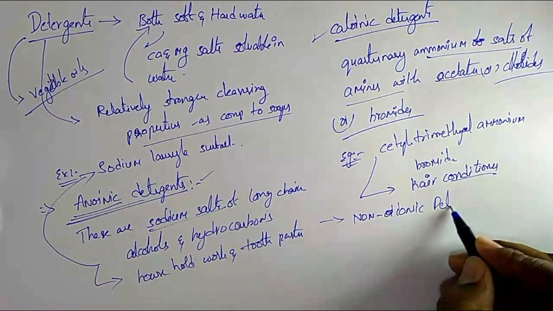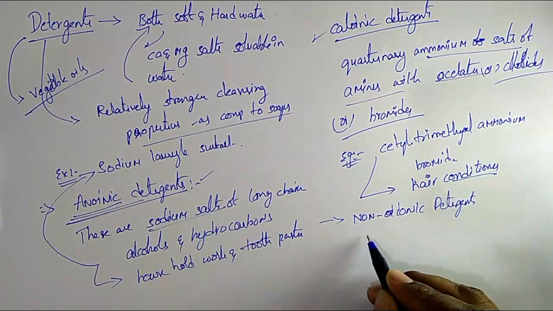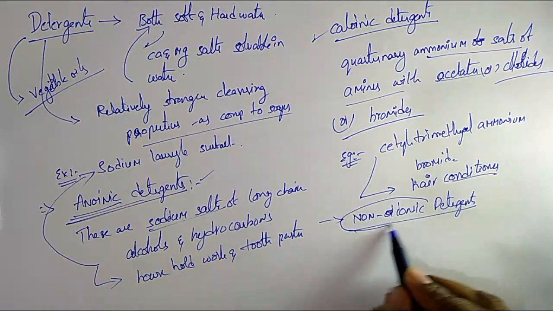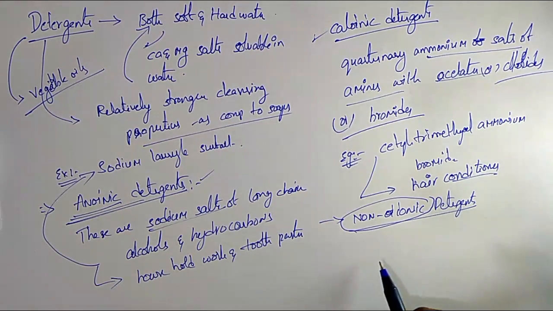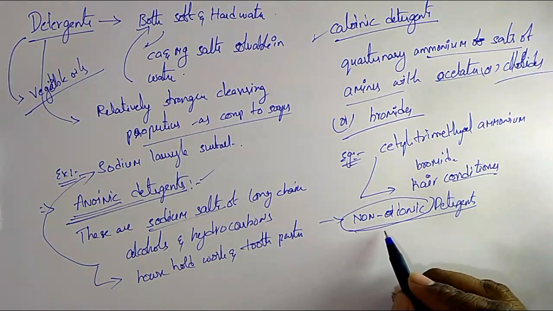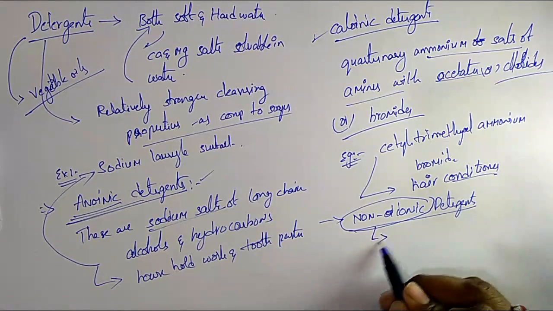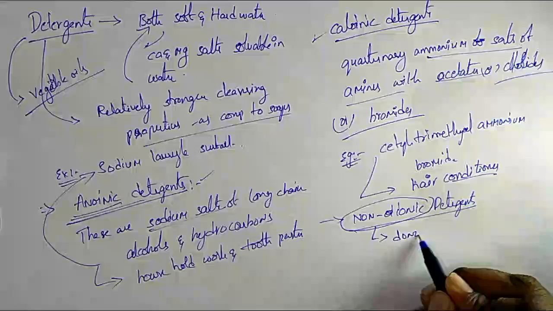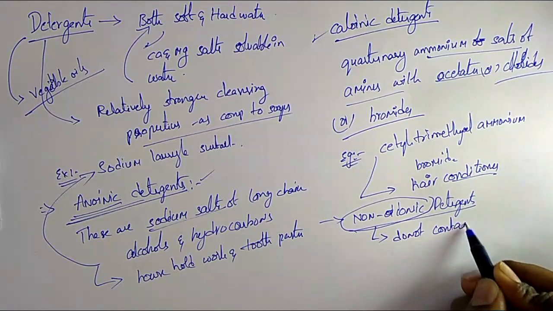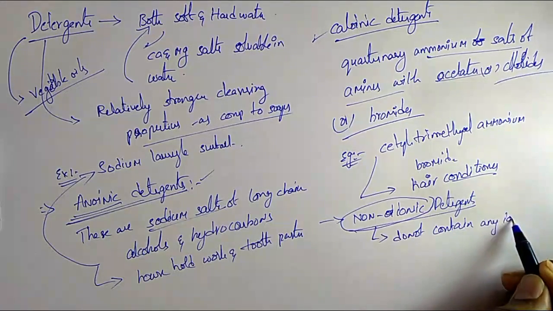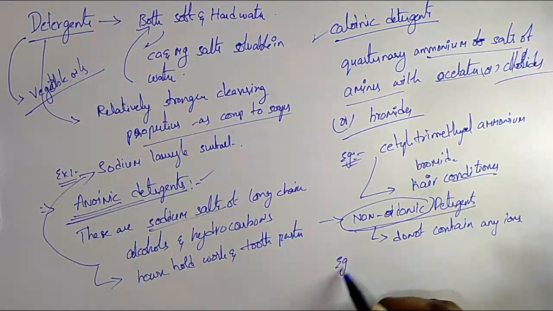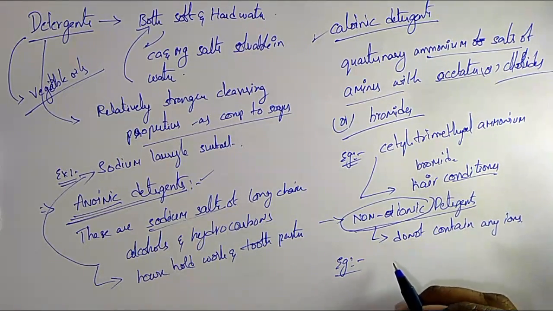Non-ionic detergents. As the name itself suggests, they do not contain any ions in their constitution. Examples of these non-ionic detergents are partially esterified compounds.